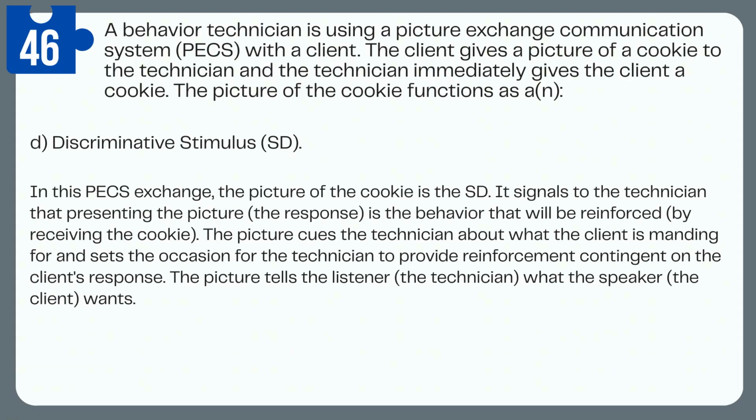Answer: D. Discriminative stimulus, SD. In this PECS exchange, the picture of the cookie is the SD. It signals to the technician that presenting the picture, the response, is the behavior that will be reinforced by receiving the cookie. The picture cues the technician about what the client wants and sets the occasion for the technician to provide reinforcement contingent on the client's response. The picture tells the listener, the technician, what the speaker, the client, wants.